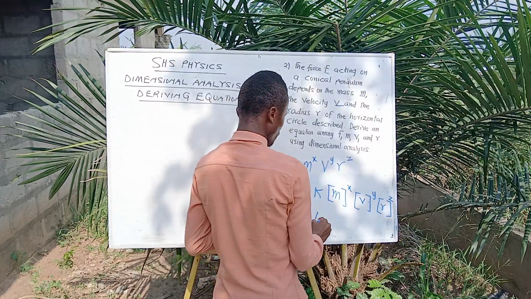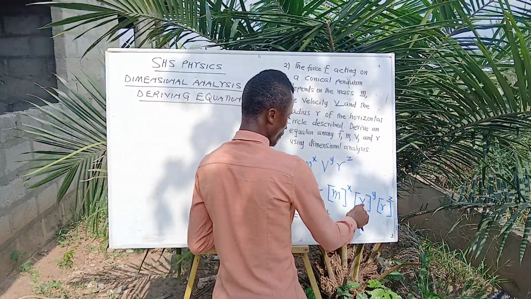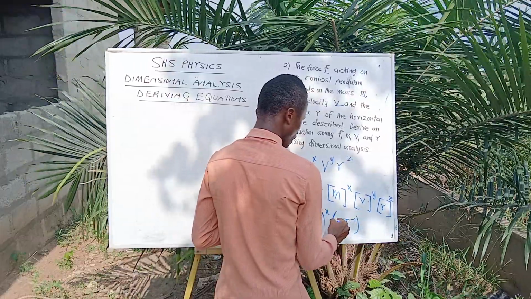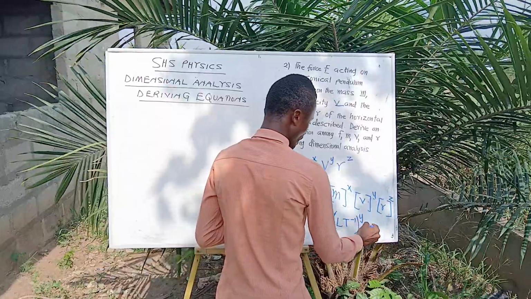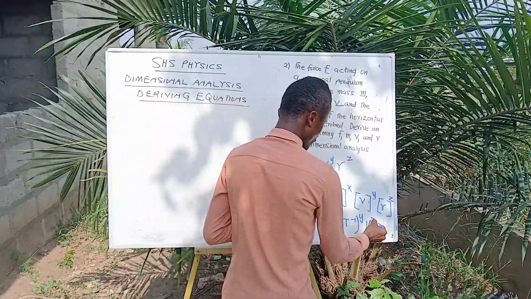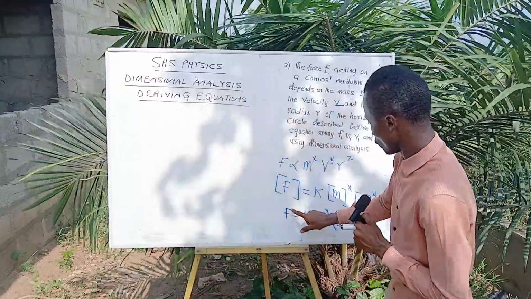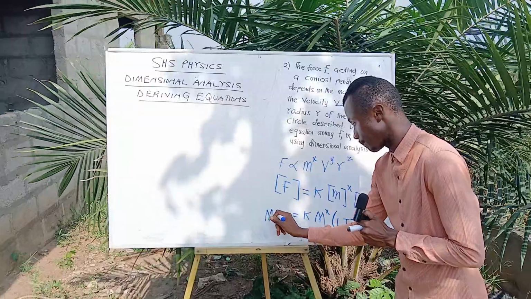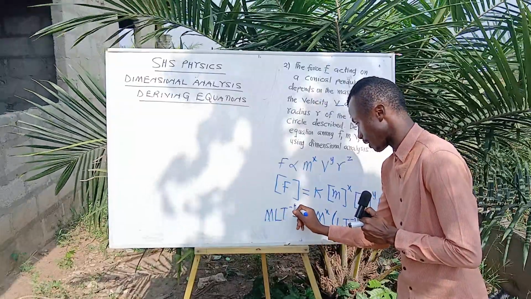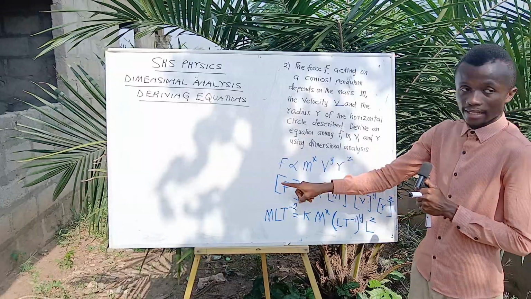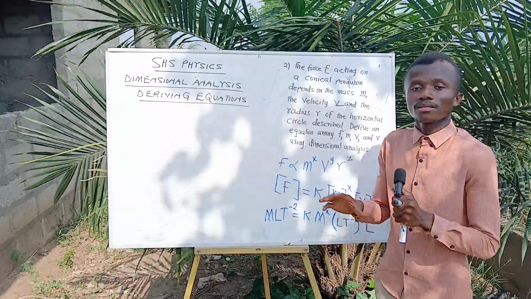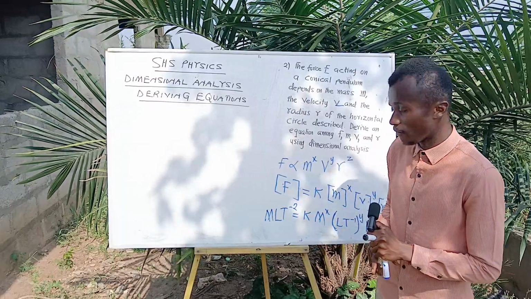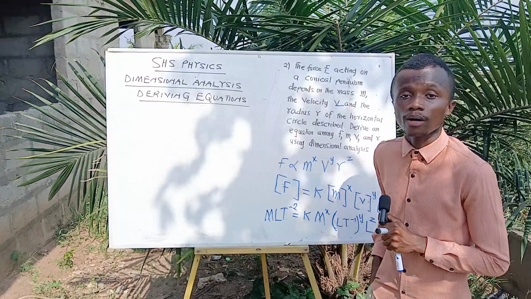Dimension of m is capital M to the power x. The dimension of v is L t to the power negative 1, all to the power y. And the dimension of r is L to the power z. So the dimension of F is mass times acceleration, which is M L T to the power negative 2. So I skipped this equation, but it doesn't matter if you bring it. In fact, this is better than the initial one.